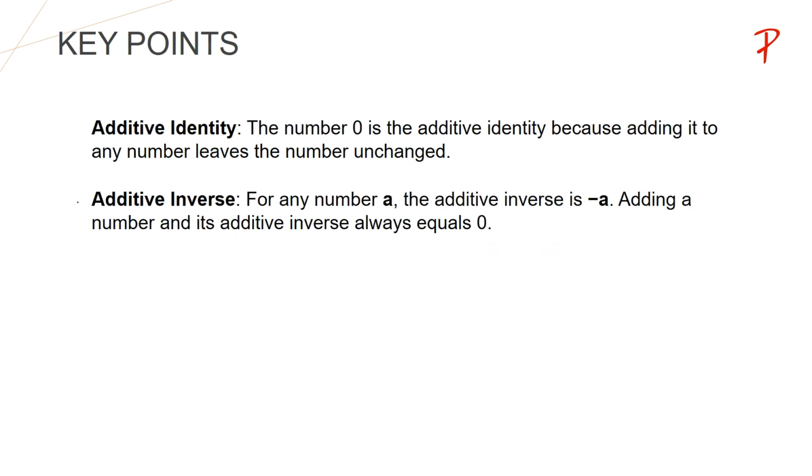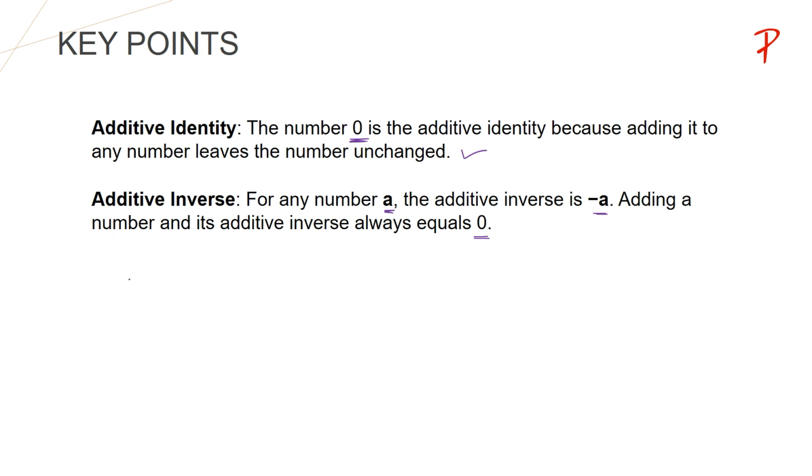Okay? There are few key points which you should remember. The number 0 is the additive identity because adding 0 to any number leaves the number unchanged. This is one point. An additive inverse for any number, say for example a, is going to be minus a because adding any number to its additive inverse always equals 0, right?